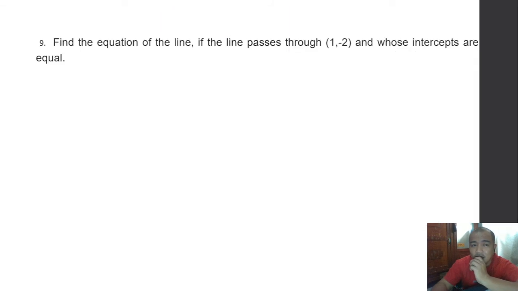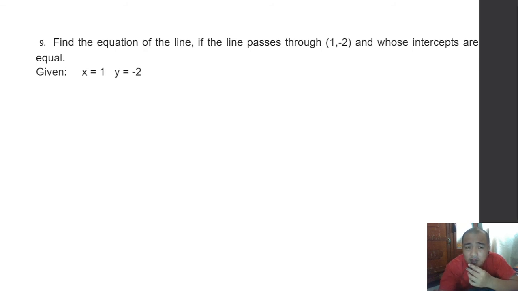Okay, we also have number 9 here. Let us now learn how to solve problems involving x and y intercepts. Find the equation of the line that passes through (1, negative 2) and whose intercepts are equal. So I mean to say, the x and y intercepts are equal. a equals b.